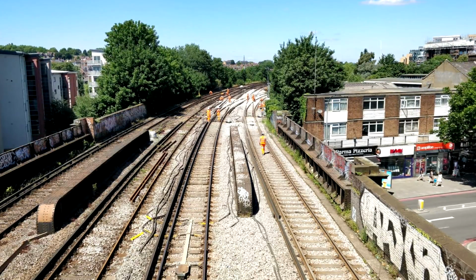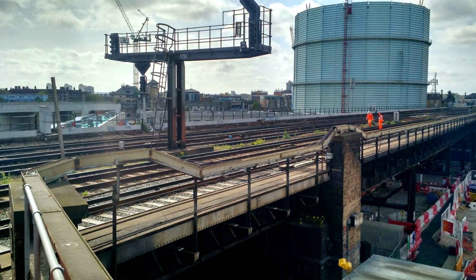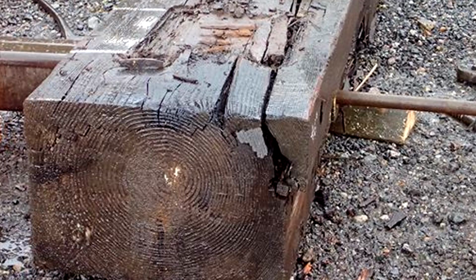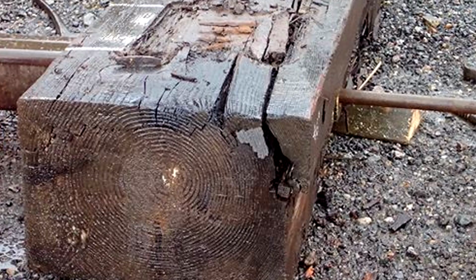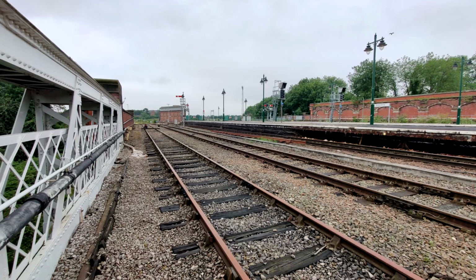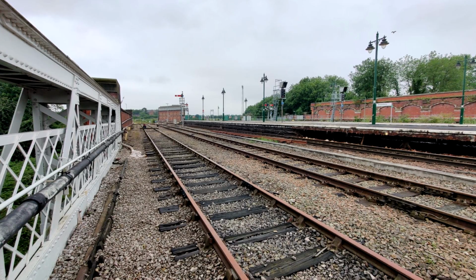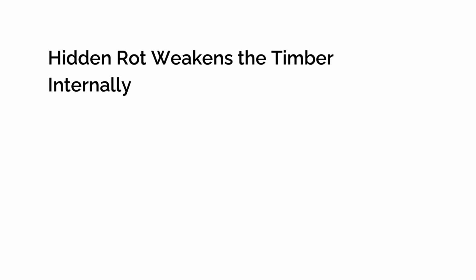These bridge types have caused major failures. The Barking derailment exposed exactly this risk. The surface looked fine, inside, rotten timber. The result was rapid geometry failure and derailment, leading to significant damage along the length of the track. So the things to remember about longitudinal timber bridges: hidden rot weakens the timber internally.